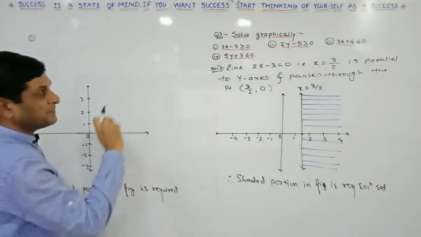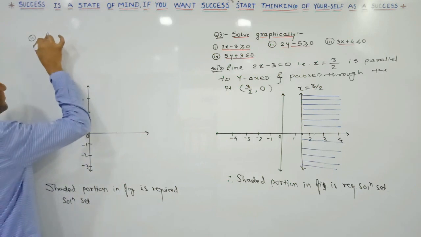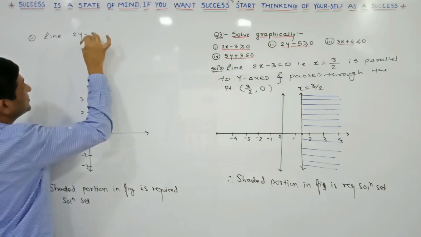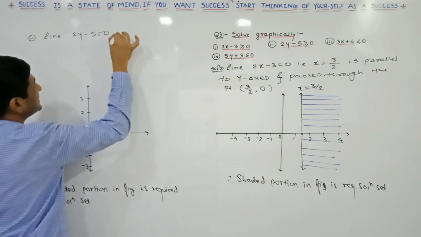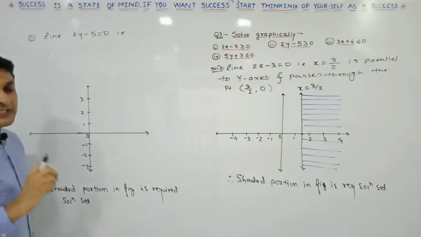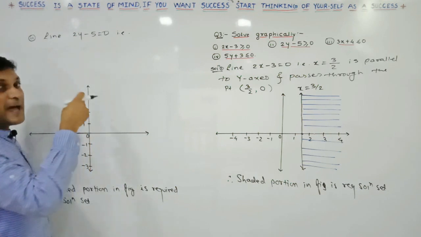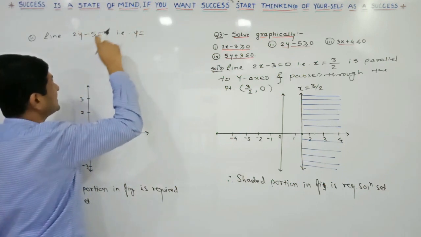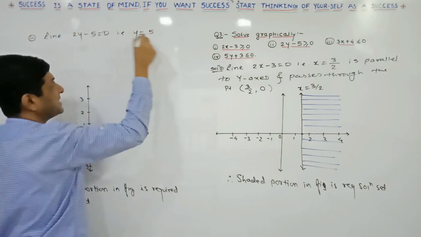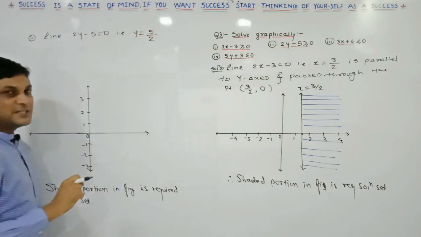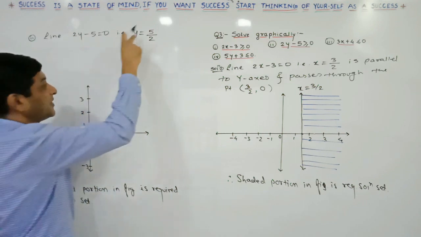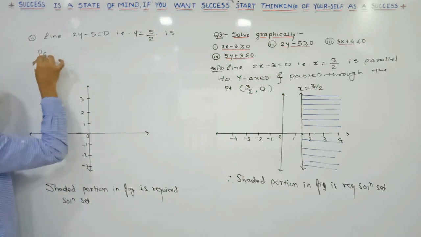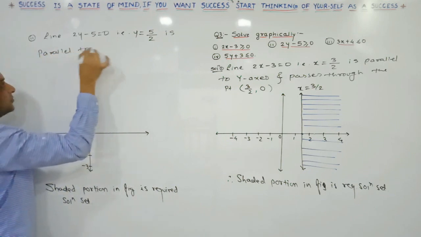See the next example, from that expression we first try to construct the line. So the line 2y minus 5 is equal to 0. Here also the term of x is absent, means definitely the line is parallel to the x-axis. So this equation can be written as y is equal to, the minus 5 on this side will become plus 5, 2 will get divided. What is the equation of the line? y is equal to 5 by 2, means the equation is in the form of y equals a constant. So we can say that this line is parallel to the x-axis.